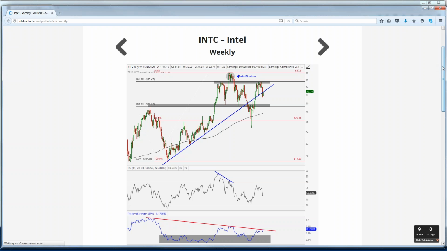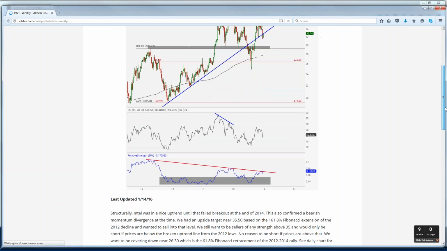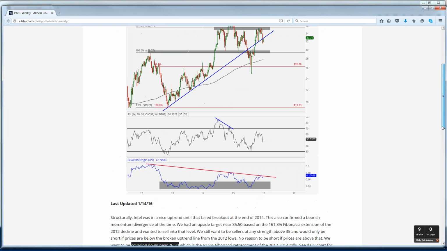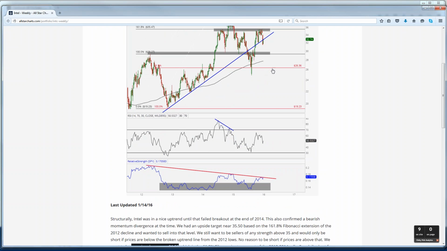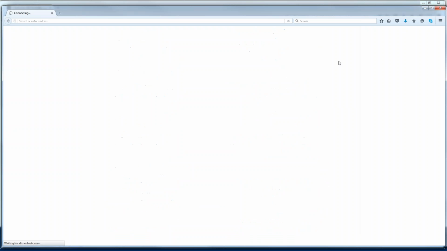And Intel, I've been very vocal about it, and our members know that this has been a short. We've been talking about it right here. We want to be covering down near $26.30, and you could easily look that up. And this is where we want to be covering our short positions. You want to look at the Intel daily chart, right? That was the weekly time frame. Here's the Intel daily chart.